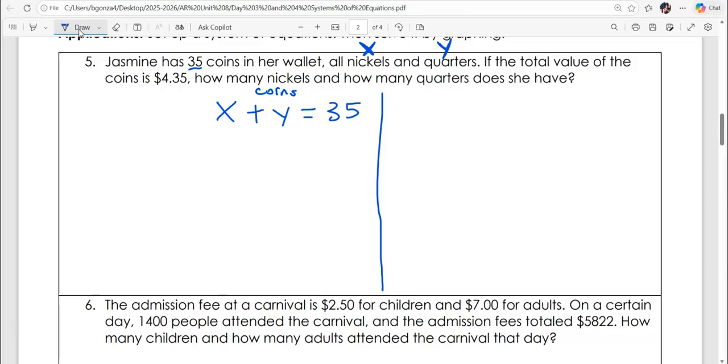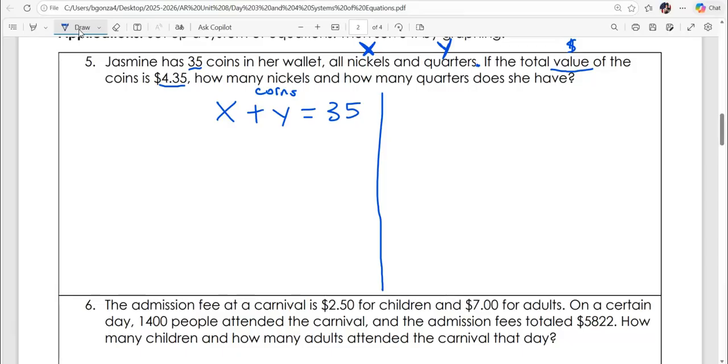Now, after that period, now we're going to talk about the total value. Does everyone know that value means money? Like how much is it? Not the coins, but the dollar amount that you can buy. So the value of the coins is $4.35. Okay. Now, here's the deal.